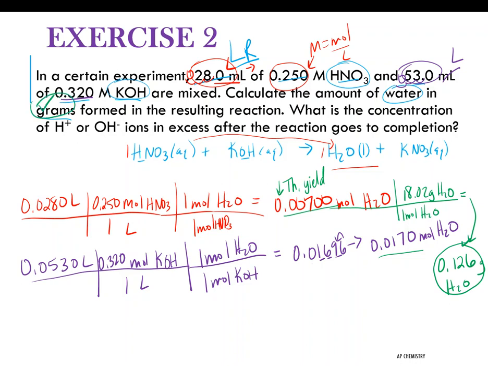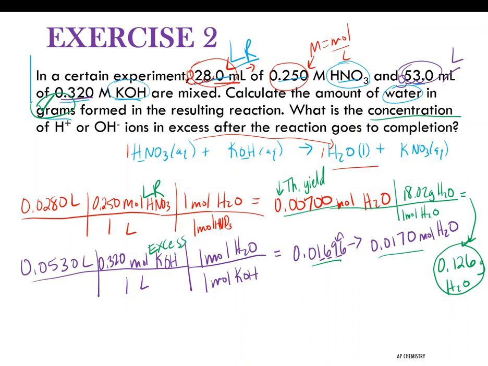Now we got to do the second part here. Figuring out which one's in excess, and we have to figure out its concentration. So which ion, is it hydrogen or hydroxide, is going to be in excess here? And how do I know? Which one's the excess one? Is it the acid or the base? The base is definitely in excess. The one that produced the smaller amount is the limiting reactant because it produced a smaller amount. This one produced a bigger number, so this one's going to be your excess.